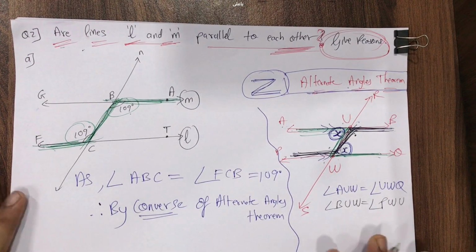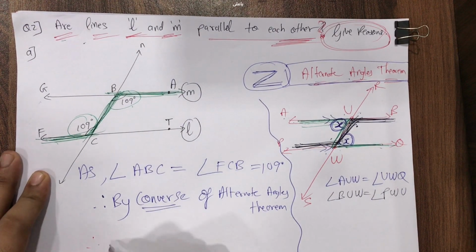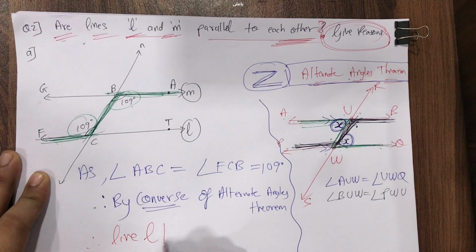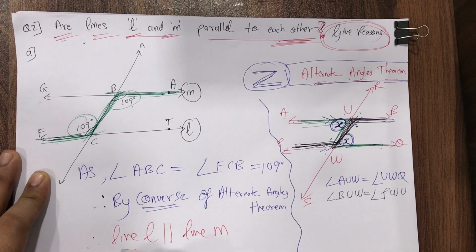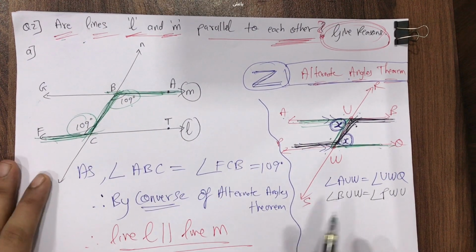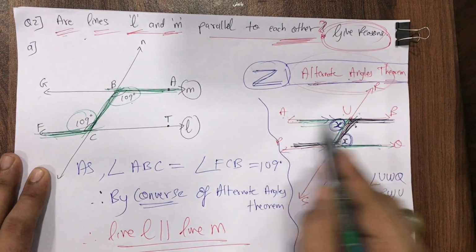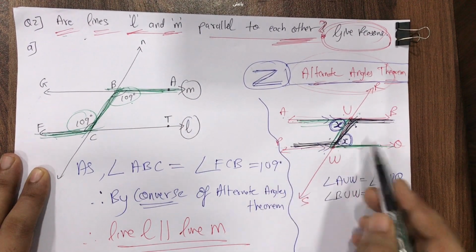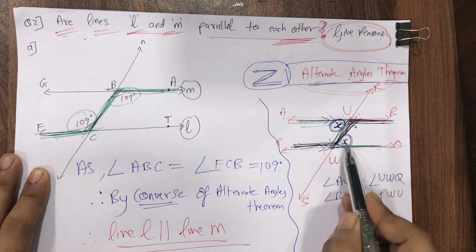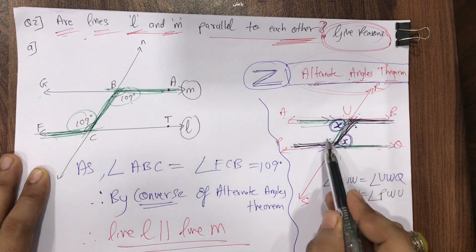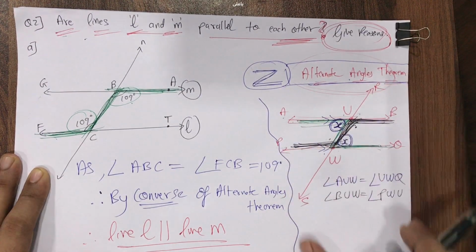By converse of alternate angles theorem, therefore line L is parallel to line M. Here we can apply, I repeat again, we can apply the alternate angles theorem only when two lines are parallel. Only when two lines are parallel, then we can say that this angle is equal to this angle, Z within the Z. This angle equal to this angle within the Z. This was a note for you all.